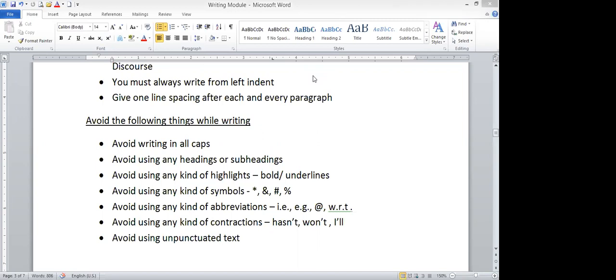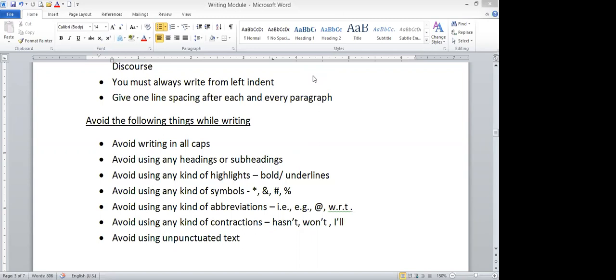Avoid using any headings or subheadings. So no headings must be given, no topic name, no introduction, body para 1, body para 2, conclusion. No subheadings are allowed. Only an essay with 4 paragraphs with 1 line spacing after each paragraph. That's it. Avoid using any kind of highlights. You're not supposed to highlight. Highlights like underlines are not allowed. Neither can you make the sentences bold. These will not be allowed in the exam.